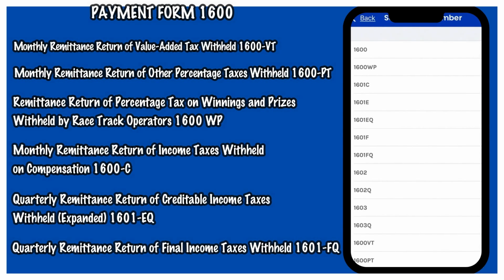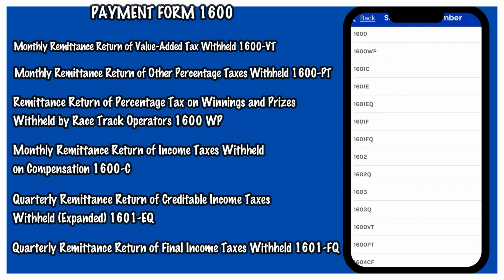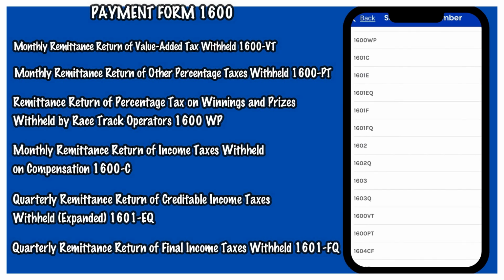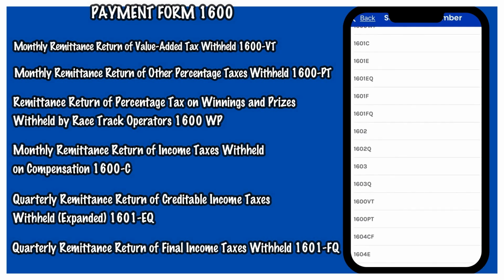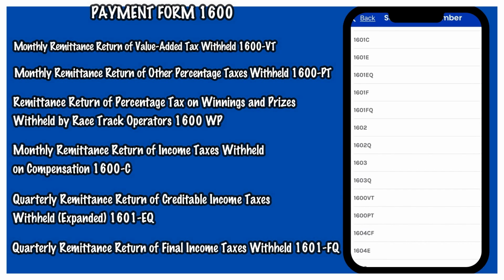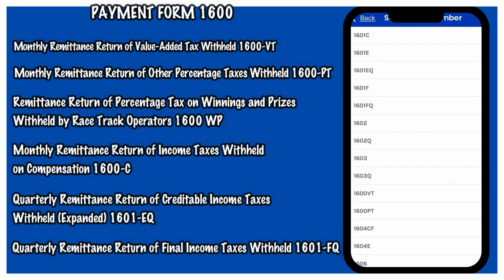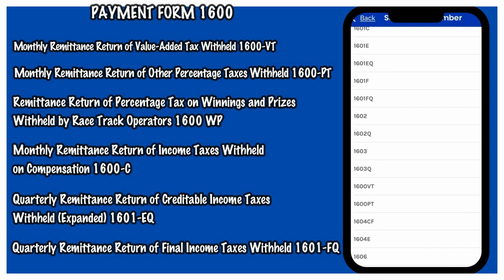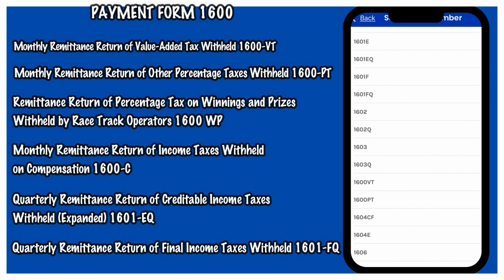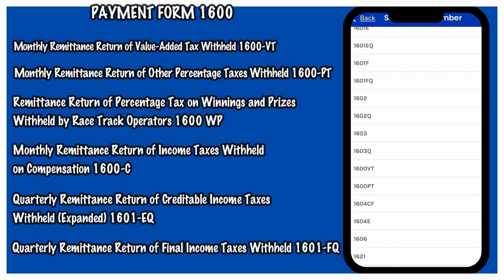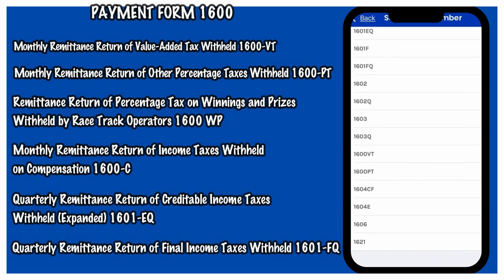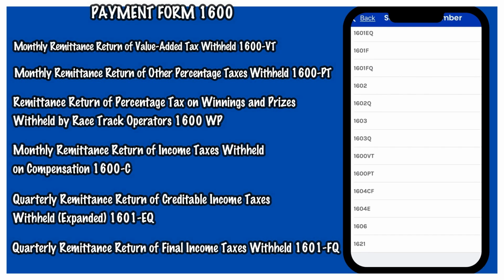Payment Form 1600. You will use this form on the following remittance returns. A. Monthly remittance return of value-added tax withheld. B. Monthly remittance return of other percentage taxes withheld. C. Remittance return of percentage tax on winnings and prizes withheld by racetrack operators. D. Monthly remittance return of income taxes withheld on compensation. E. Quarterly remittance return of creditable income taxes withheld. F. Quarterly remittance return of final income taxes withheld.